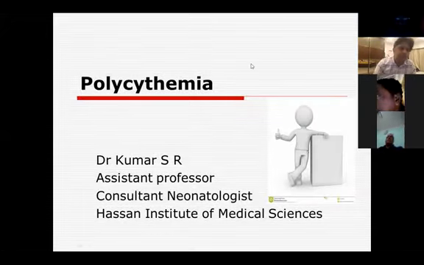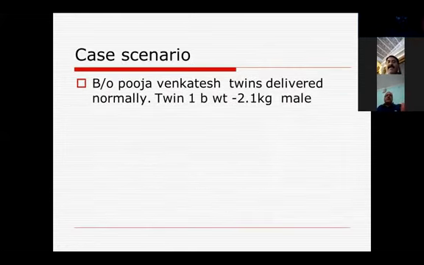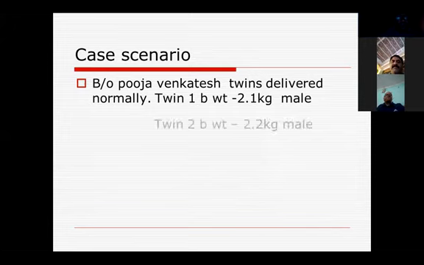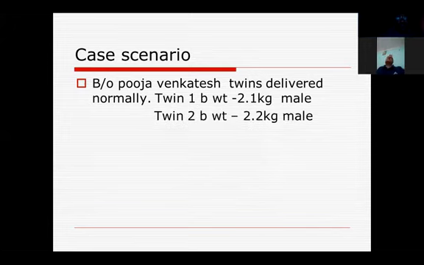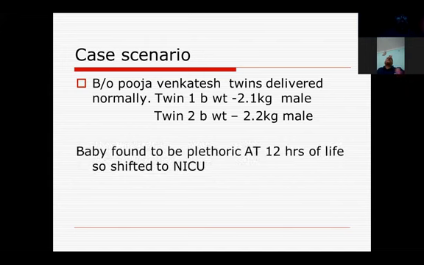Okay, my second topic is on polycythemia. Once again, we'll start with a case presentation to make it more interesting. Baby of Pooja Venkatesh was a twin delivered normally. Twin one's birth weight was 2.1 kilo and the birth weight of the second twin was 2.2. The babies were fine at delivery and shifted to the mother's side. At 12 hours of life, the baby was found to be plethoric with decreased activity and was shifted to NICU.